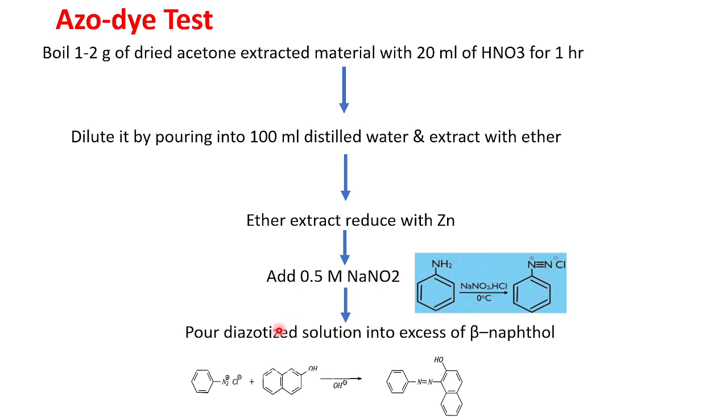And then with this, pour the diazotized solution into excess of beta naphthol. So this is the beta naphthol, this is the diazo salt, and it will react in presence of base, and it will form this type of product. So how is it reacting? That base will take that proton, and through this ortho position it will bond with that N2, and it will form this. So it will have a different specific color. That will confirm the presence of phenyl group in your base polymer.